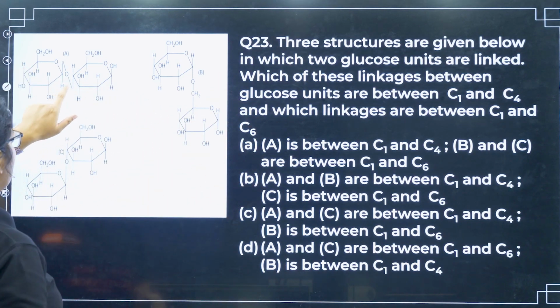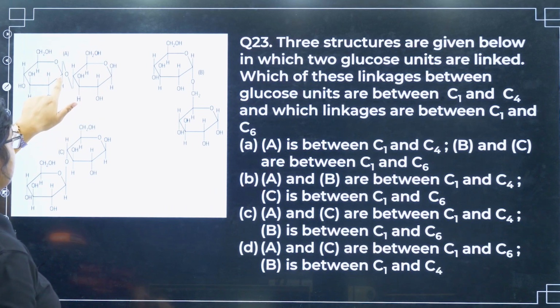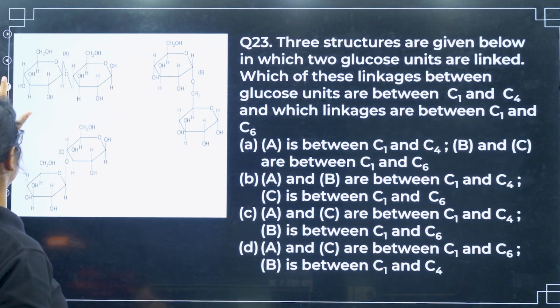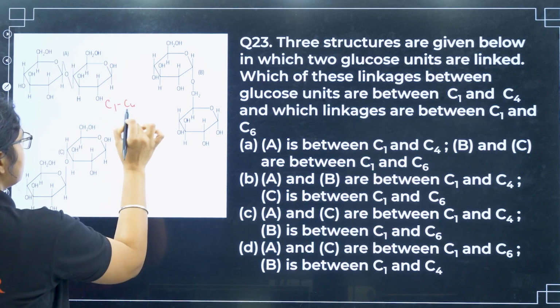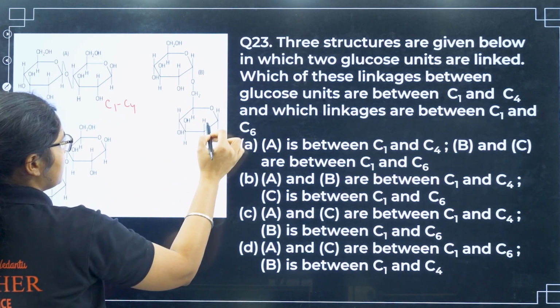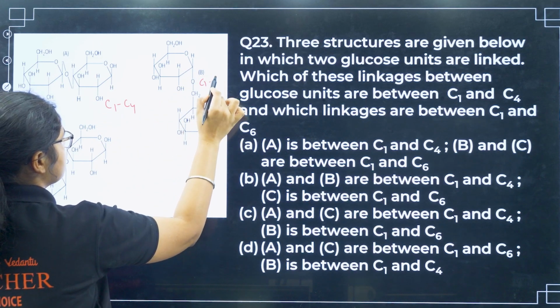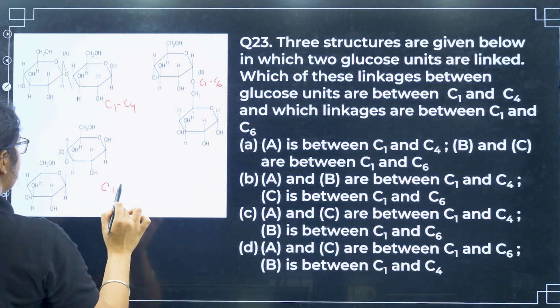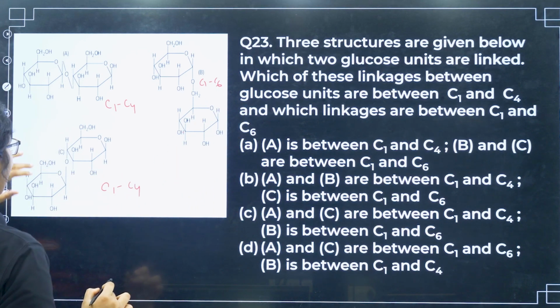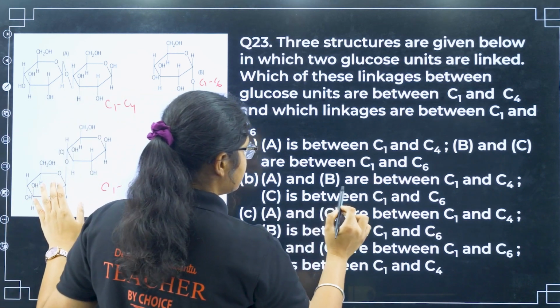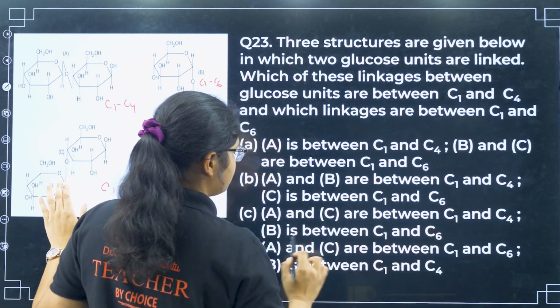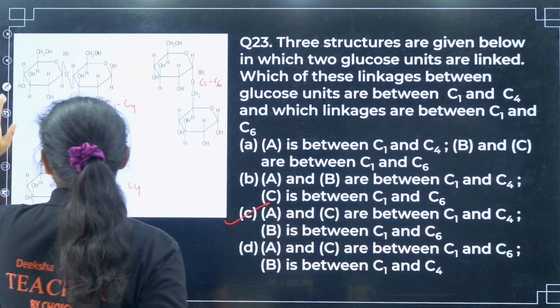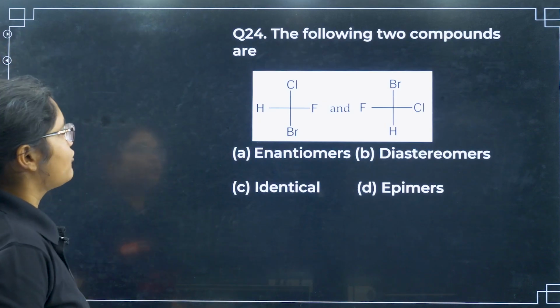In A I can see 1, 2, 3, 4 and this is the first carbon. So it is C1, C4 here, and here it is 1, 2, 3, 4, 5, 6, so that is C1, C6, and here we have 1, 2, 3, 4, it is C1, C4. So A and C are C1, C4 and B is C1, C6. So option number C.